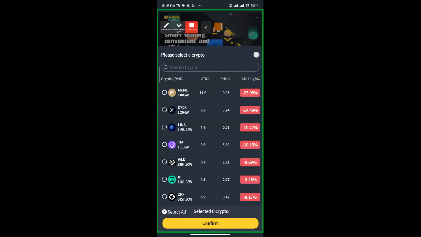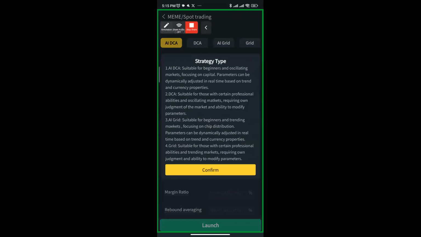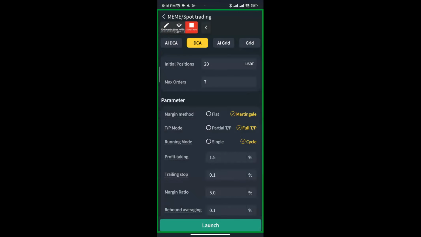So I tap on meme coin again. I confirm. So what's next? What's next for me? Sorry. So you see the martingale. Sorry, DCA. Okay, now you tap on DCA. So you might want to reduce your initial amount, maybe $15, or you leave it at 20. But you cannot use the martingale.